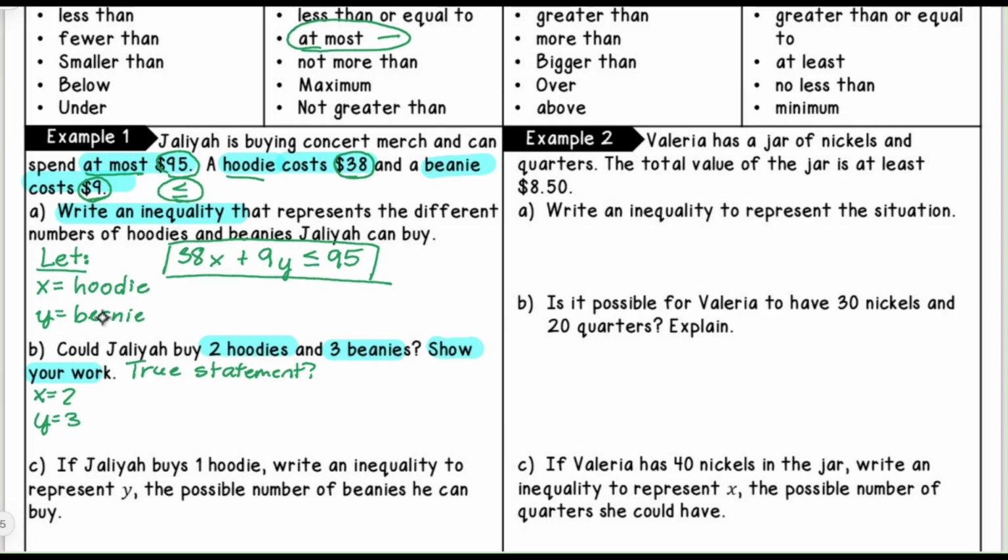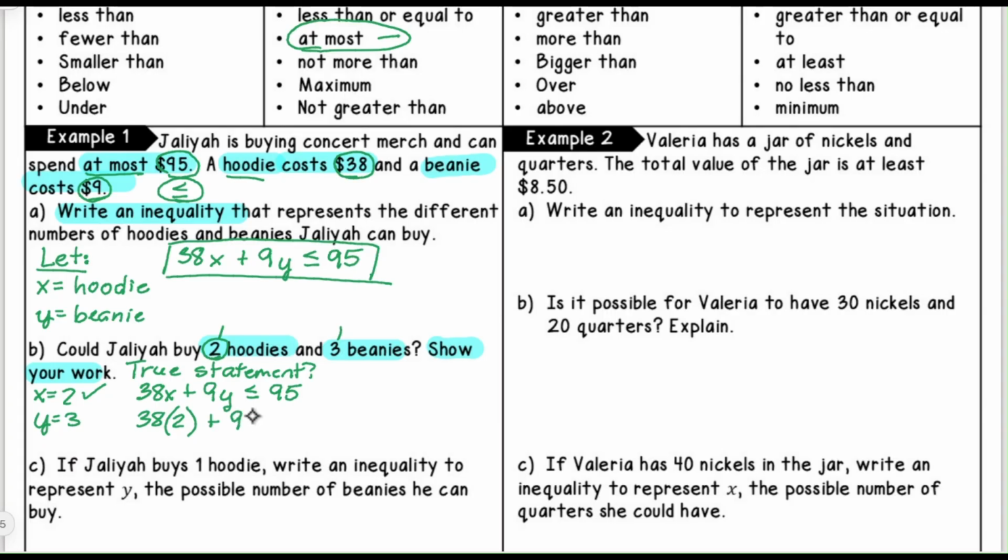And this is why I define my variables, because I'm like, okay, where do I put this 2? Where do I put this 3? If I write my inequality over again, I've got 38x plus 9y is less than or equal to 95. And so I am going to spend $38 and I'm going to buy 2 hoodies. So I'm going to put that 2 in there for the x.